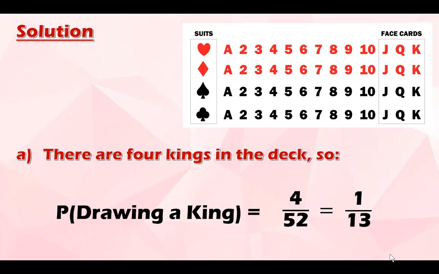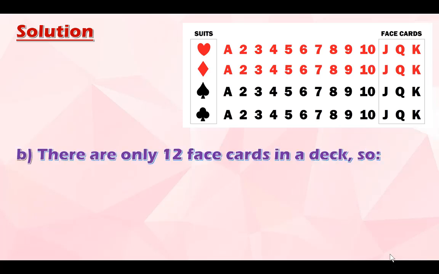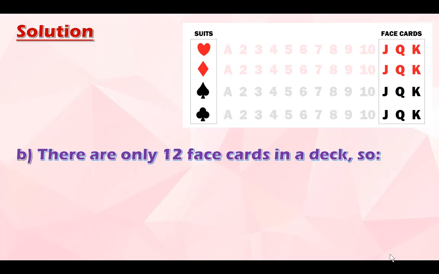Part B was a conditional probability problem. So it says, what's the probability of drawing a king if you know that a face card was drawn? So the minute that I know a face card was drawn, that eliminates all the other cards from the deck that weren't face cards. That means there are no longer 52 possible outcomes. There are only 12, because there are only 12 face cards in the deck.